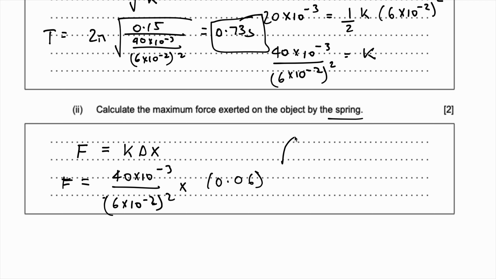Now if I equate this to F, we can find the answer. So F is equal to 40 times 10 to the power of negative 3 over 6 times 10 to the power of negative 2, the whole squared, times 0.06. We get 0.667 newtons. So that's approximately 0.67 newtons.